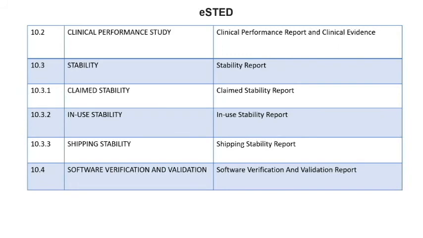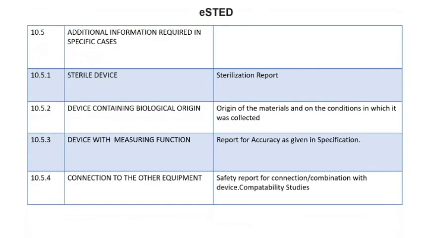Additional information required in specific cases, such as a sterile device containing tissue, cells and substances of animal, human and microbial origin: the origin of such materials and the conditions in which they were collected shall be provided. Device with the measuring function: accuracy as given in the specification. Connection to other equipment.